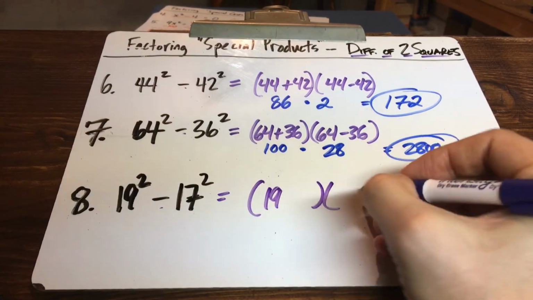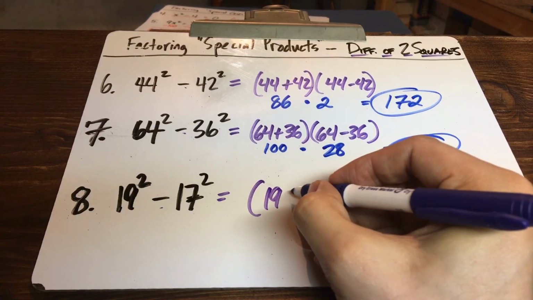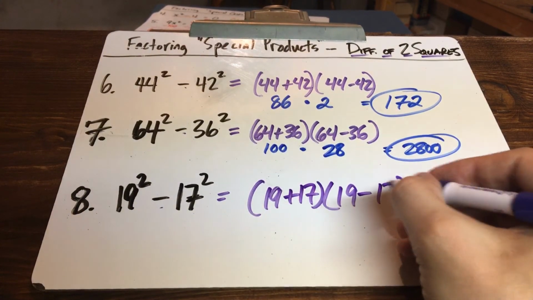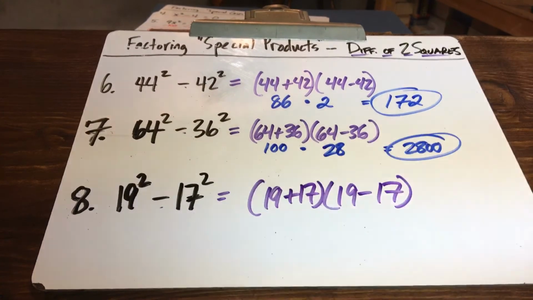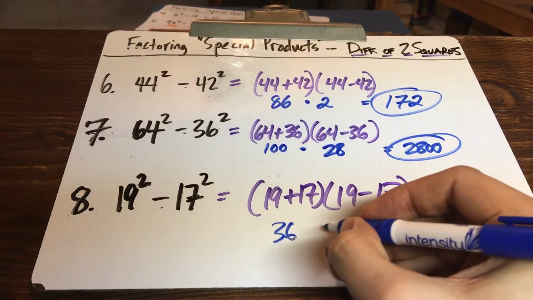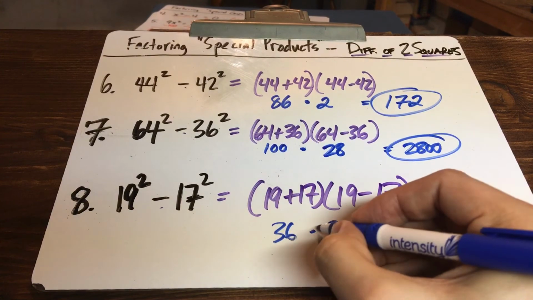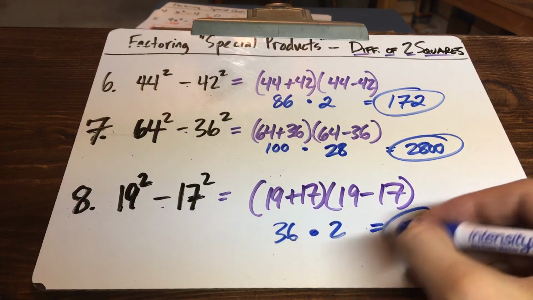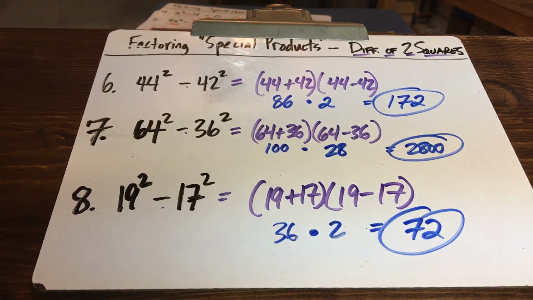One more, 19 squared minus 17 squared. Okay, so I'm going to do 19 at the beginning of both parentheses. I'm going to do one with a plus sign, one with a minus sign. I'm going to put 17 in my other parentheses. 19 plus 17, we're all capable of doing that. 19 plus 17 is 36. 19 minus 17 is 2. Do we know 36 times 2? I hope so. 72.